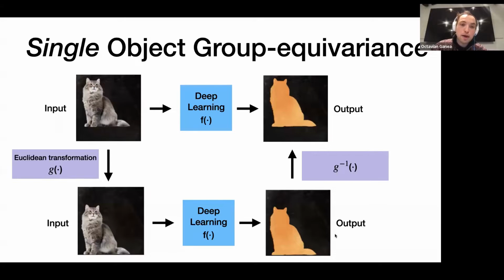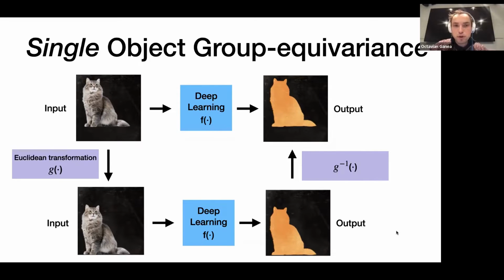Essentially, this was incorporated in convnets, as I said, and in various other architectures. This has also been generalized to 3D point clouds, so 3D objects, and also incorporating not just translations, but also rotations and maybe reflections.